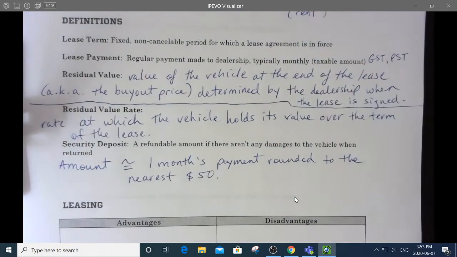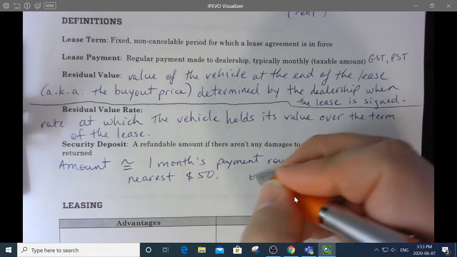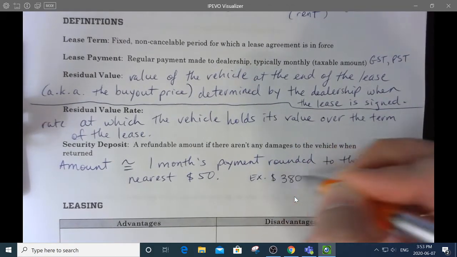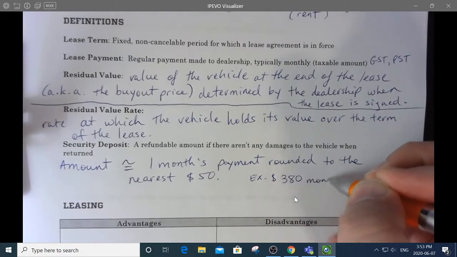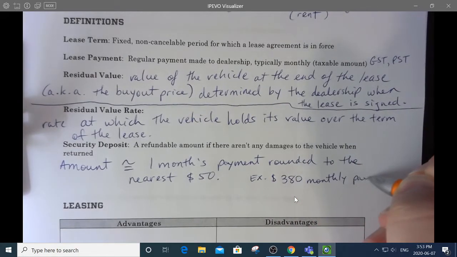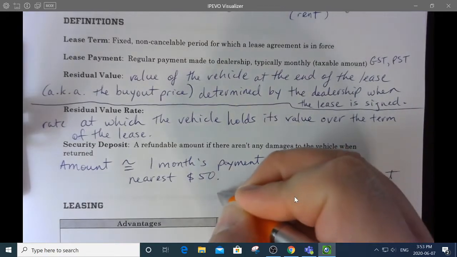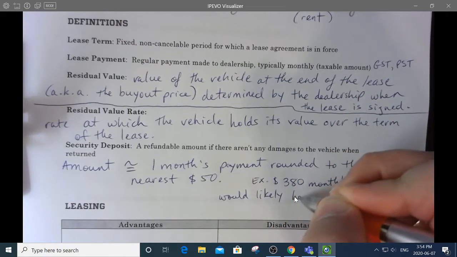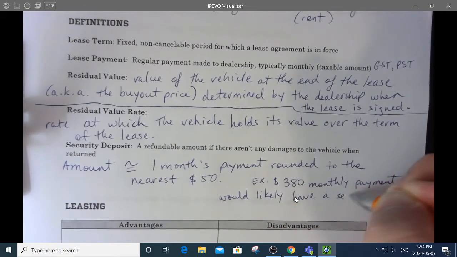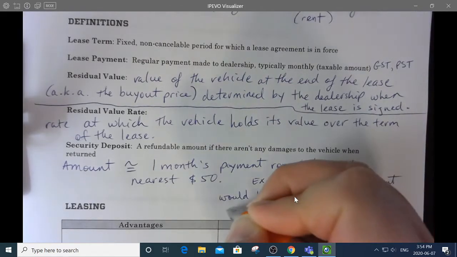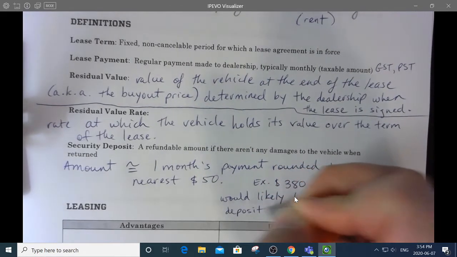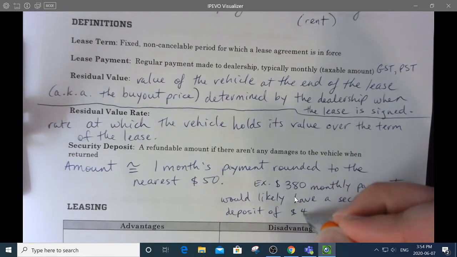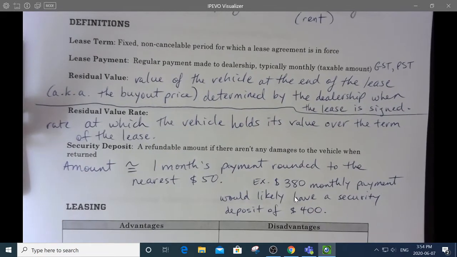So if your monthly payments were, say, $380 a month, you would likely have a security deposit of, well, the nearest $50 to that would be $400. Right? So something like that.